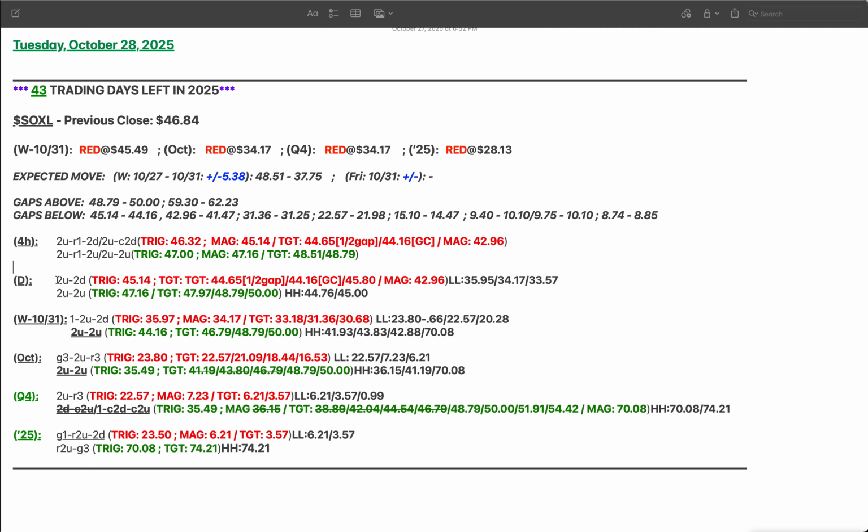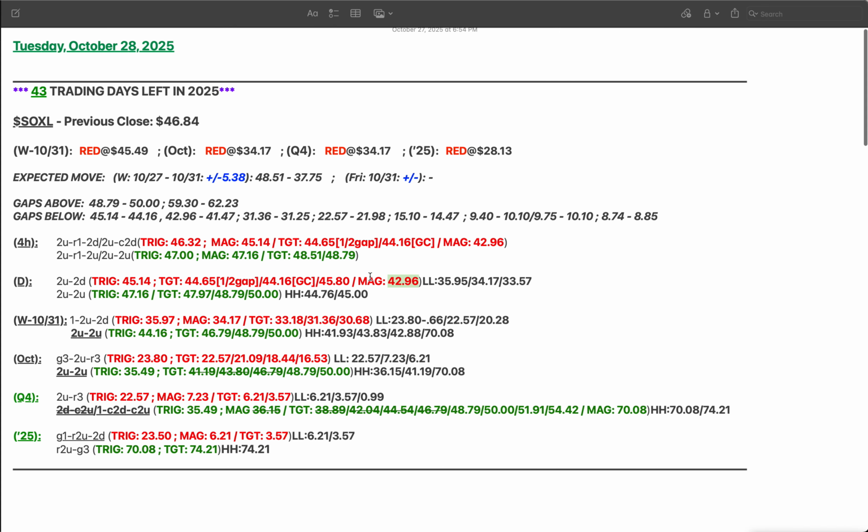When we're looking at the day chart, again, if we get price action to the downside, that's a 2 up, 2 down, triggering at 45.14. We're targeting 44.65 again, which is the half gap, 44.16, which is the full gap close, and 45.80 as our intermediate targets on our way down to that 42.96, right? I guess it's only a $2 move, $2.15 move basically. But it is in the face of the uptrend that we're in.